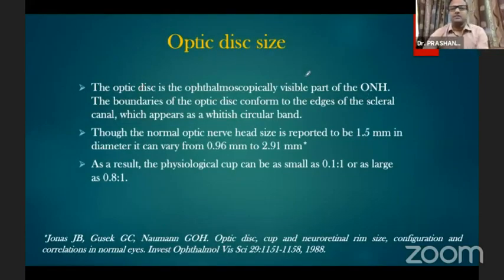So what is optic disc? It's a visual part of optic nerve head which connects eyes to the brain, and the boundary of the optic disc is defined by the scleral canal. So in hypermetropes, the size of the scleral canal is smaller, whereas in myopes, the size of the canal is bigger. That is why the size of the optic disc varies from person to person. Normally it varies from 0.96 millimeter to 2.9 millimeter in different people. So there are small discs and large discs, different variations we've seen. As a result, the physiological cup can also be as small as 0.1 and as large as 0.8.